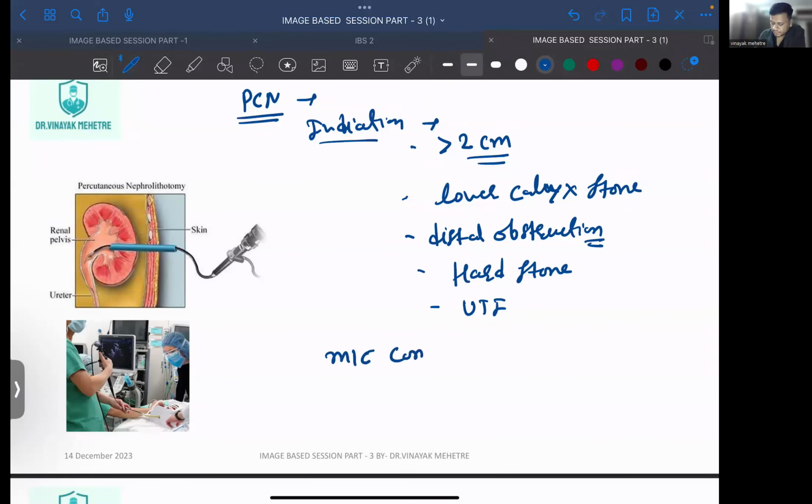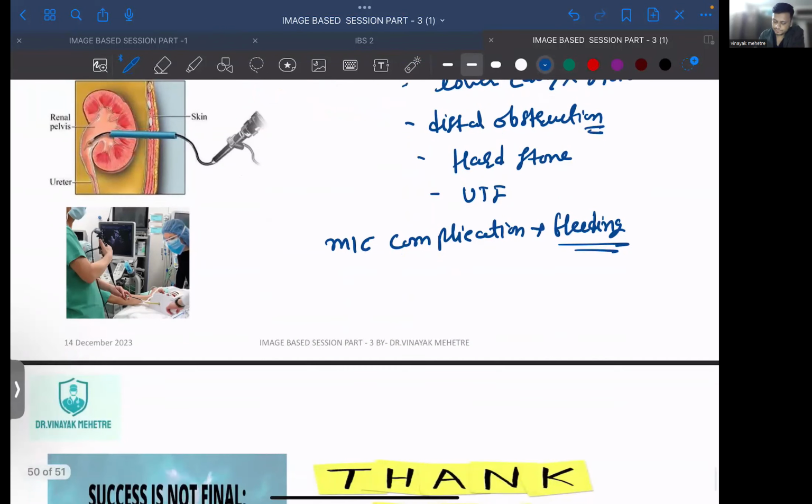Most common complication will be, what do you think? We are going to insert a probe from the skin which is going to go inside the kidney. So what can we have as the most common complication? Of course, bleeding. Bleeding it is going to stay. Question will change.